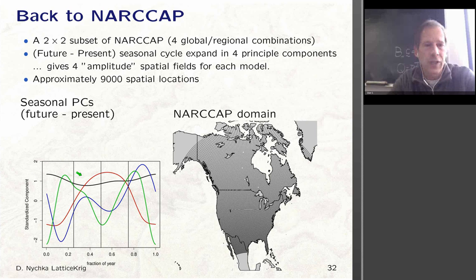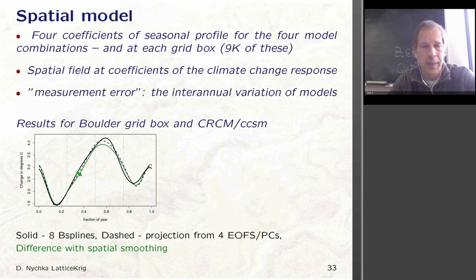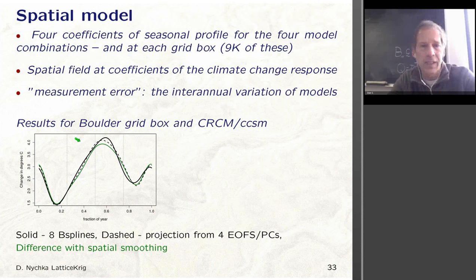Okay, so here's the results for Boulder, just to skip ahead. The black is the raw seasonal cycle that we extract for the Boulder grid box. The dashed is the projection onto the four principal components. So we see the dashed is a pretty good representation.